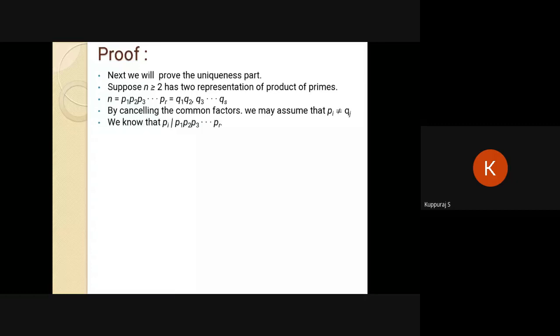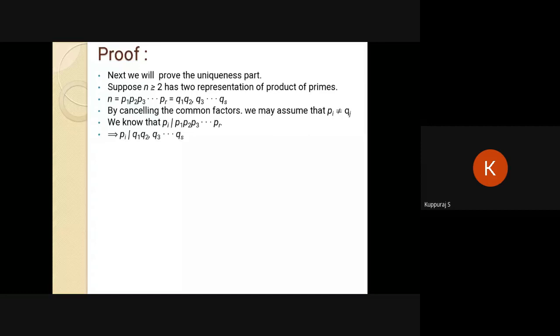Okay, we know that Pi divides P1, P2, etc. Pr, because Pi is nothing but any one of the primes from P1 to Pr. So Pi definitely divides the product, because in the product P1, P2, Pr there is a prime Pi. So definitely Pi divides P1, P2, P3, etc. Pr. Pi divides the product of r primes, so definitely Pi divides the product of s primes. Say Pi divides Q1, Q2, Q3, etc.